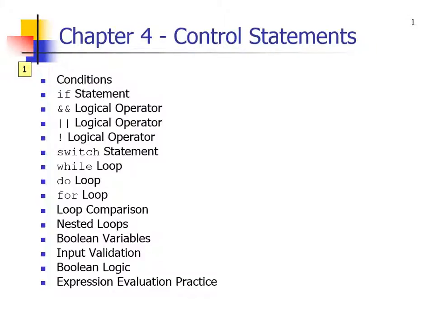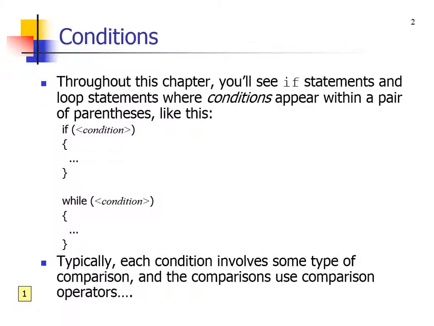All right, chapter 4, we're going to talk about control statements. We're going to talk about ifs, ands, ors, and nots, switches, whiles, do's, fors. We're going to talk about loops and how you compare the difference, what type of loop you're going to use. We're going to talk about nested loops, Boolean variables, input validation, Boolean logic expressions.